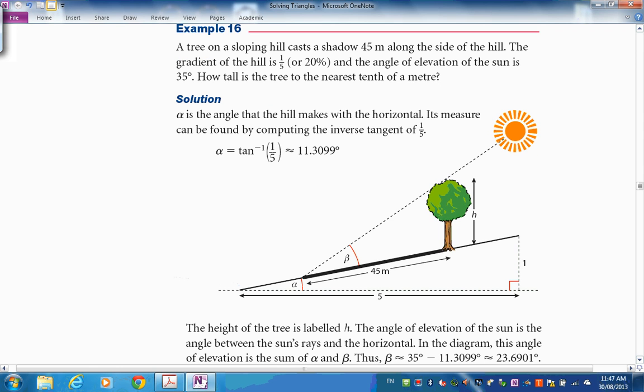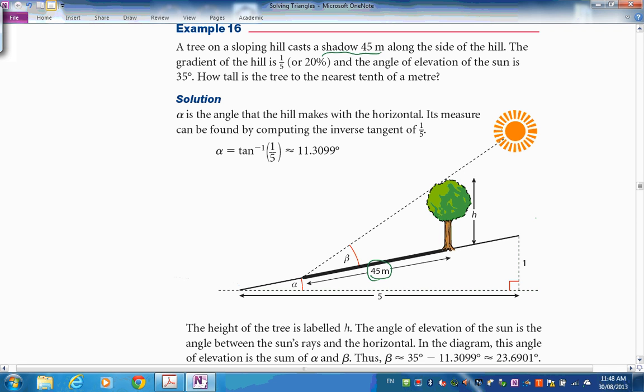So here we have a tree on a sloping hill that casts a shadow of 45 metres long. It's on a sloping hill, so that's messed up our right angle triangle work. The gradient of the hill is 20%, so 1 in 5. The angle of elevation of the sun is 35 degrees. How tall is the tree, to the nearest tenth of a metre?